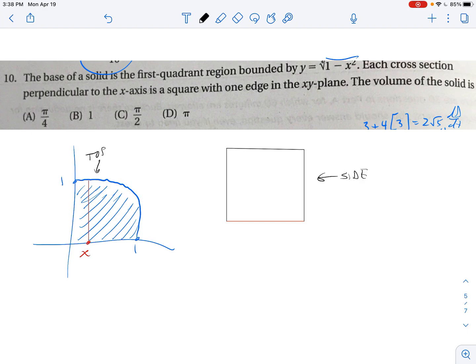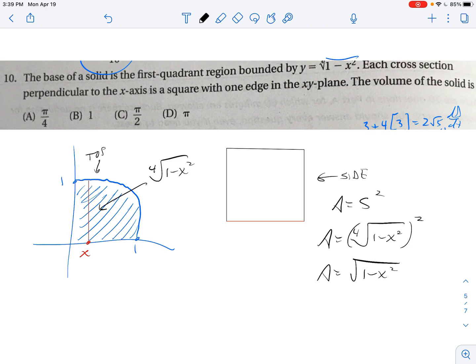We have a basic principle that says we get volume by integrating the area of each slice. How do we find the area of a square? It's side squared. How long is this squared? Well, it's just the distance. How long is this side? It's just the distance between where this graph is and the bottom. So that side is the 4th root of 1 minus x squared. So area is the 4th root of 1 minus x squared, squared, which works out to the square root of 1 minus x squared. So my volume is the integral from 0 to 1 of the square root of 1 minus x squared.